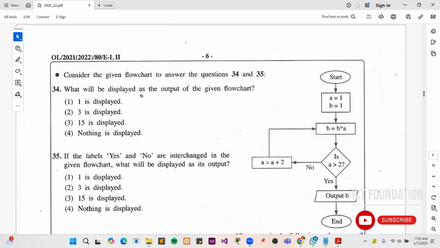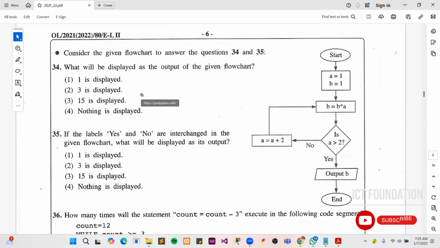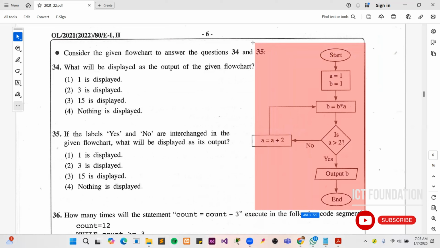So we'll move with the 34th and 35th. So in here, they're asking questions regarding the flow chart given to you here. Okay, I'm highlighting this one. This is the flow chart they have given. Before that, I have to trace this flow chart because I don't know about the flow chart given here.